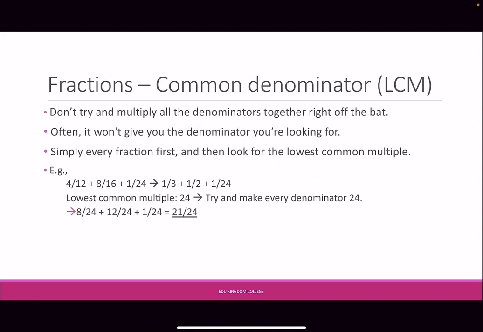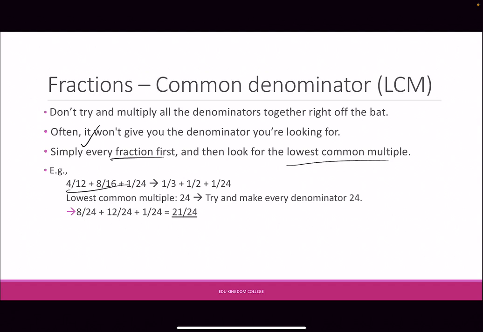Now, in terms of our fractions, we took a look at this last week. We're looking at finding the common denominator using the lowest common multiple. We don't want to multiply all the denominators together because that's just going to give us a really big, complex number that we don't want. So we want to simplify every fraction first and then look for the lowest common multiple after that.